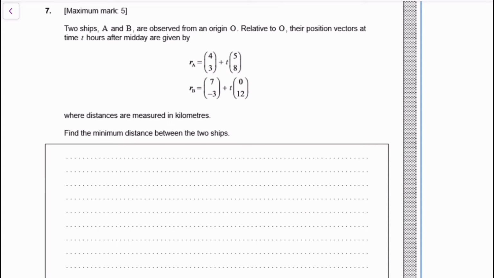Next, there are two ships relative to the origin. The position vector is given like this. Find the minimum distance. Find the minimum distance.